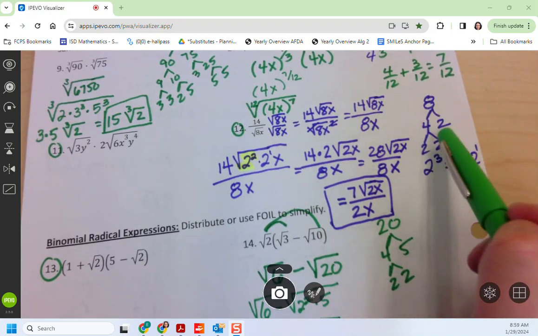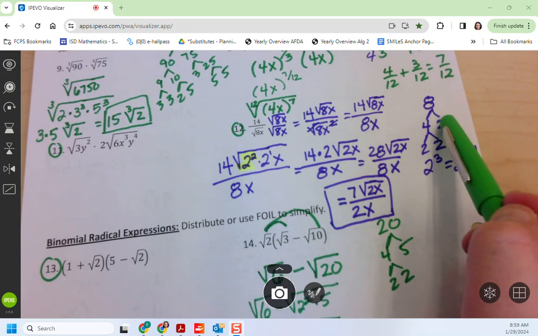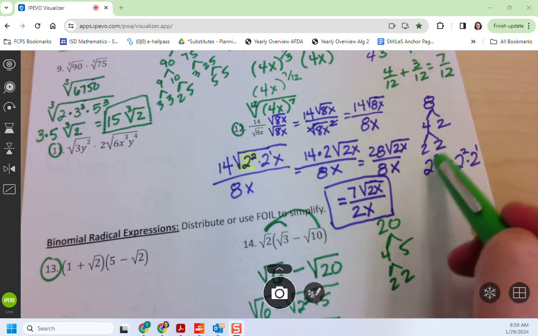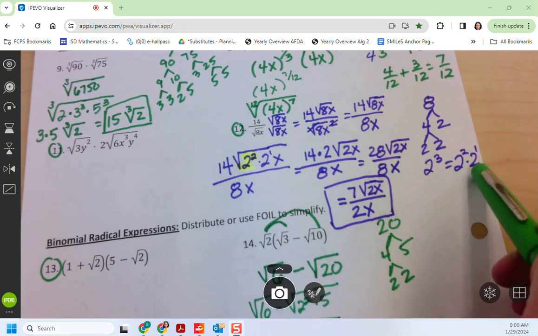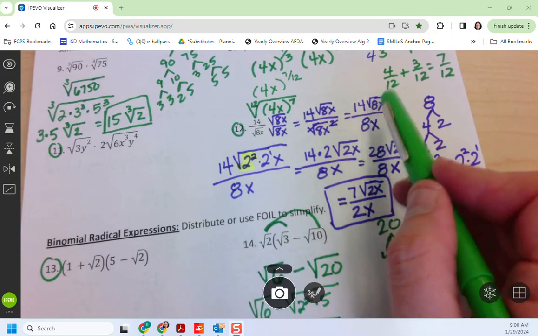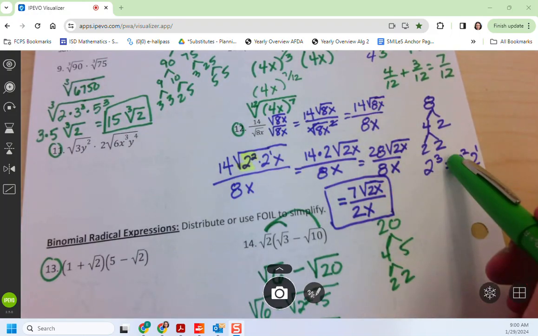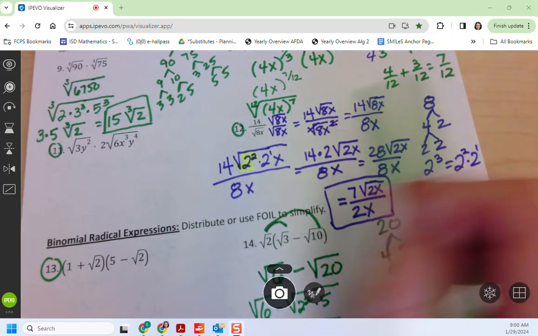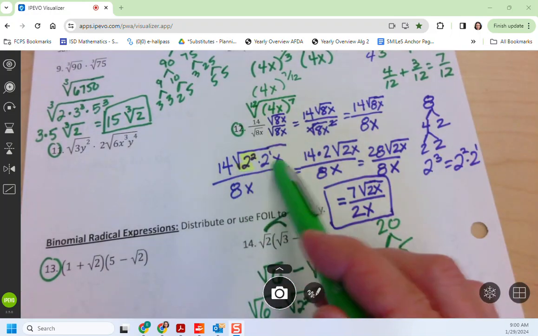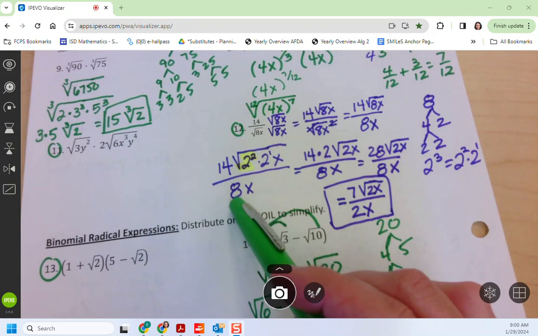So 8 can get a factor tree. It's 2 times 2 times 2, which is 2 to the third. But you can break your 2 to the third up into 2 squared times 2 to the 1. And the reason you want to do that is because it's a square root. If it were a cube root, I would stick with the 2 to the 3. So then I broke my 8 to be 2 squared times 2. That's here. Everything else is the same.